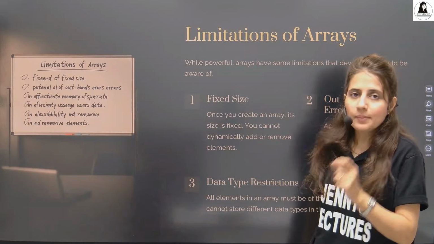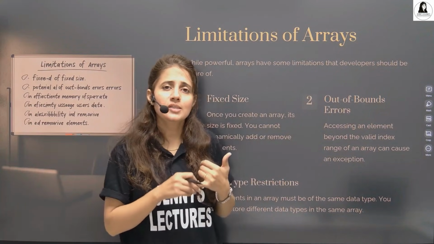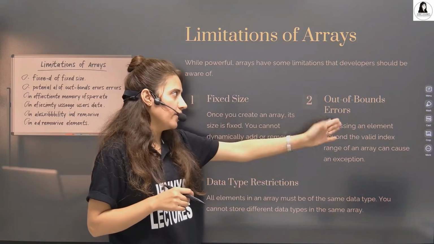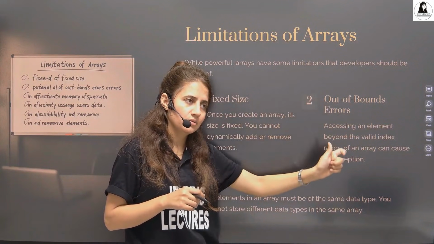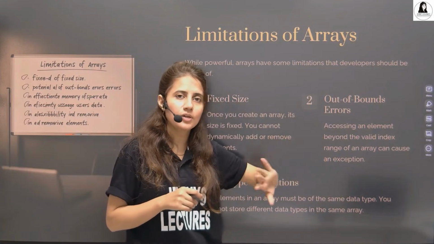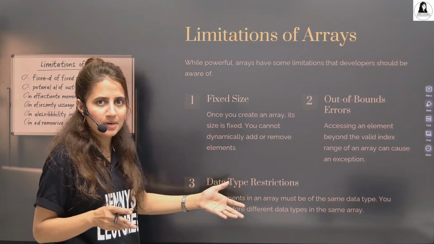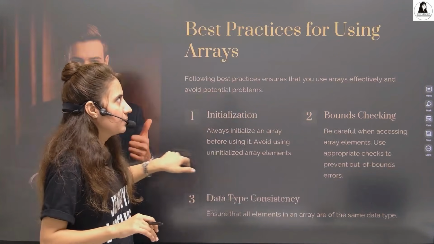Array can store anything. Now, what are some limitations? These also we have discussed. Arrays are of fixed size. You can store only the same type of data in an array, and out of bound errors are also there. If you try to access array elements that are not within the range, then it will give you an exception. And data type restriction is also there. Same type of data you can store in a single array. You cannot mix the data types.